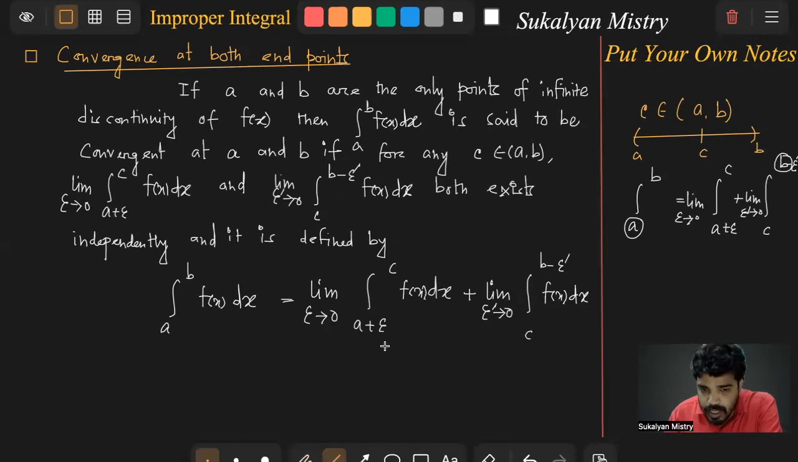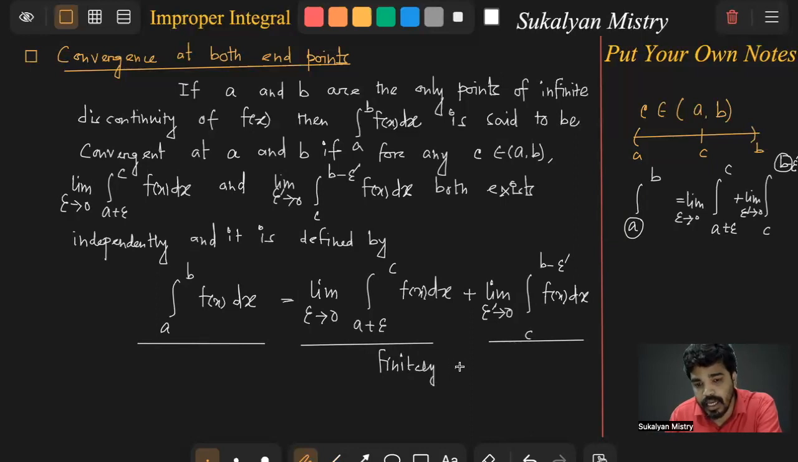If this limit exists as well as this limit exists, then we say that this improper integral is convergent, otherwise it is divergent. That means if the limiting values exist finitely, then we say that this is convergent.